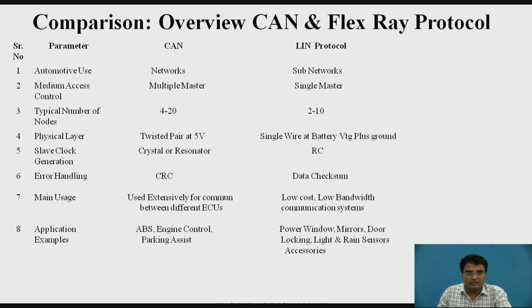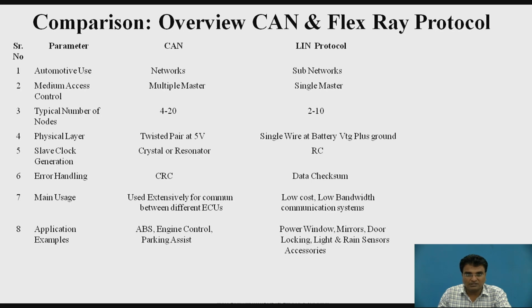Physical layer: CAN consists of twisted pair at 5 volt, while the LIN protocol uses a single wire at battery voltage plus ground level. Slave clock generation: in CAN it consists of a crystal or resonators, while in the LIN protocol it consists of an RC. Error handling: it consists of CRC, while in the LIN protocol it consists of the data checksum.